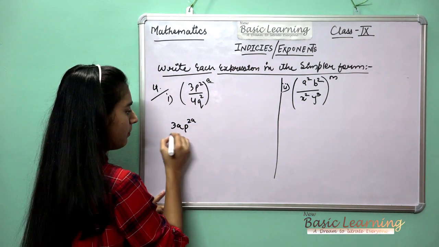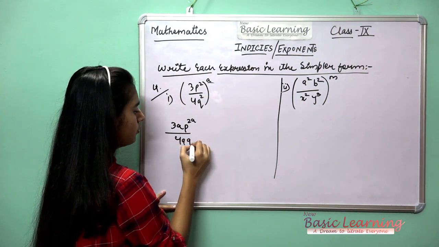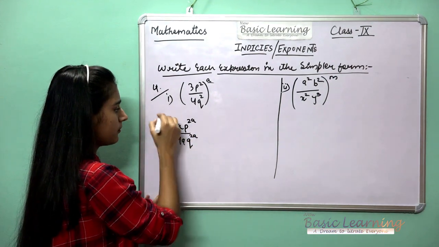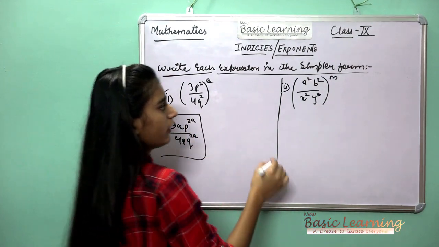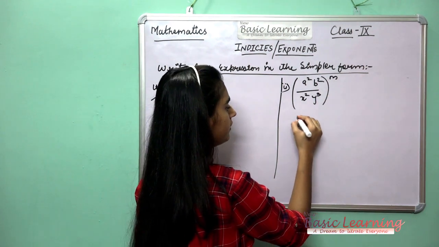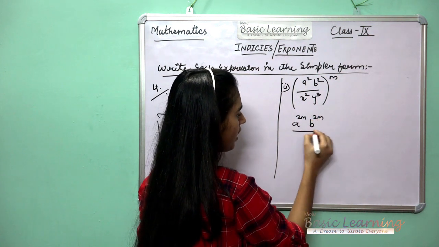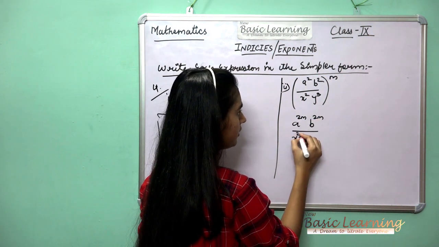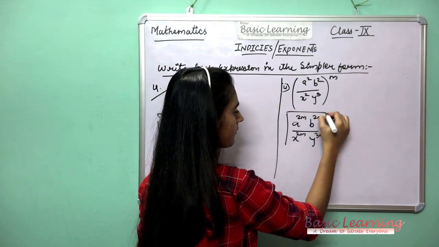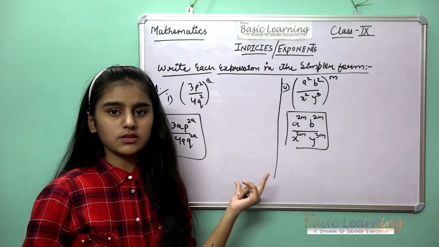p2a upon 4a q2a. Okay, this is the answer. Now for the second part, it will be the same, that is a 2m, b 2m upon x 2m, y 3m. This is the answer. So the law 2 is also completed.